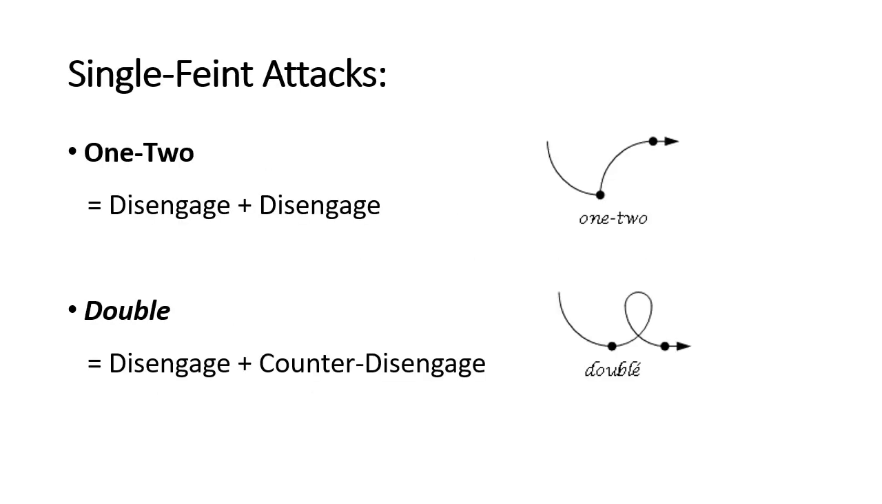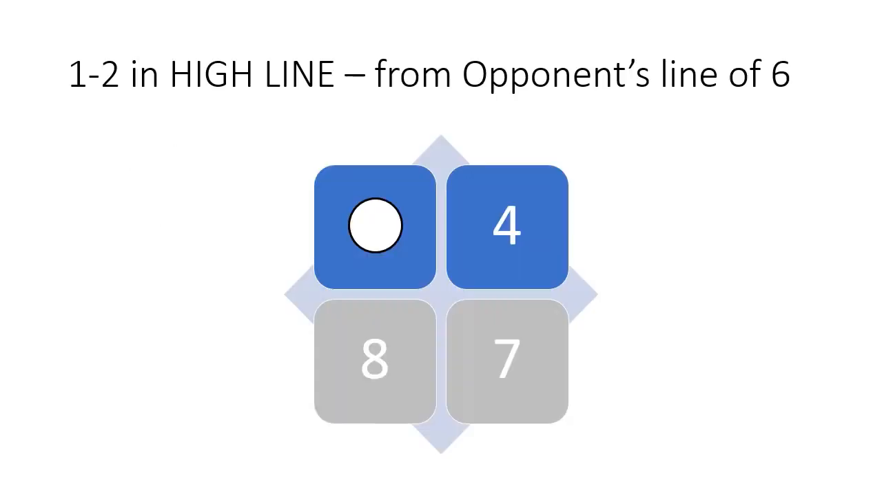So the single feint attack is built by stringing together, as we've said, a disengage followed by a second disengage to make a 1-2, or by following the disengage with a counter disengage continuing in the same direction, making a complete circle to arrive again in the original line, the double. Now let's see what that looks like in our visual scheme.